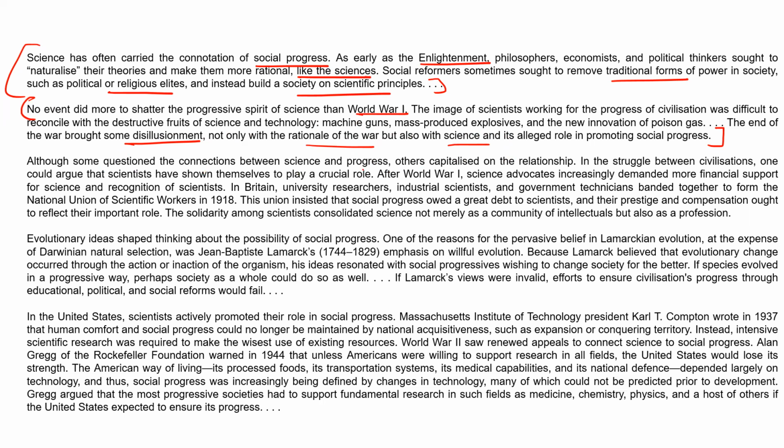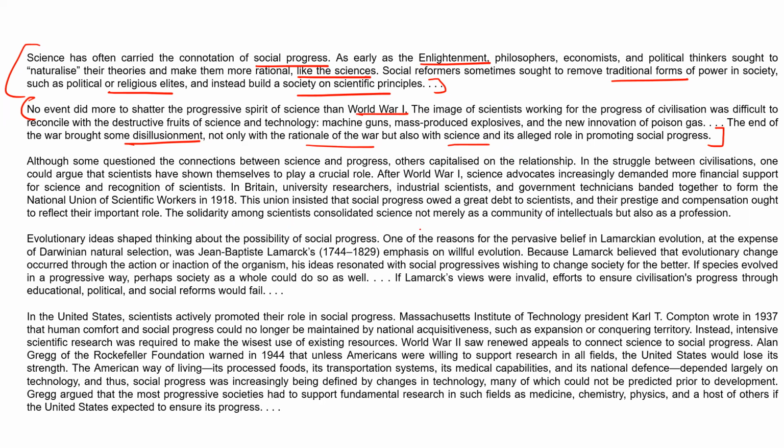Although some questioned the connection between science and progress, others capitalized on the relationship. In the struggle between civilizations, one could argue that scientists have shown themselves to play a crucial role. After World War I, science advocates increasingly demanded more financial support for science and recognition of scientists. In Britain, university researchers, industrial scientists, and government technicians banded together to form the National Union of Scientific Workers in 1918. This union insisted that social progress owed a great debt to scientists. The prestige and compensation ought to reflect their important role.